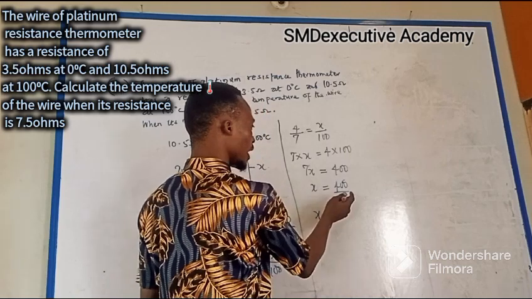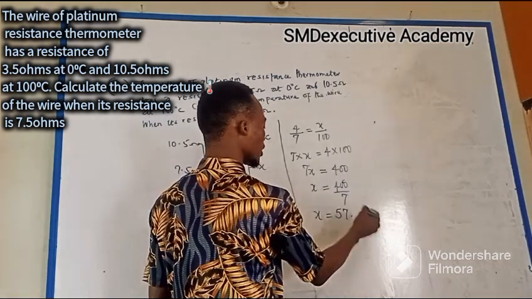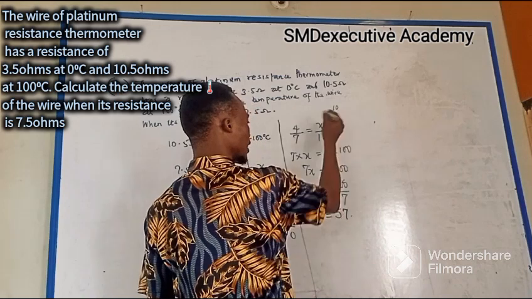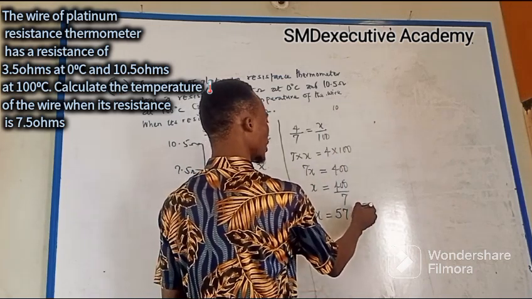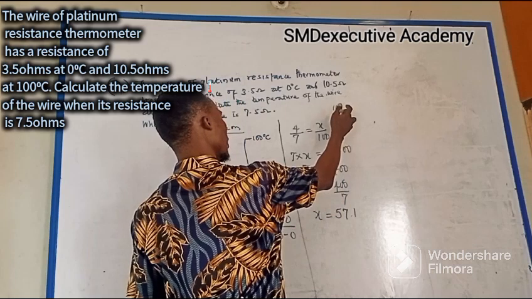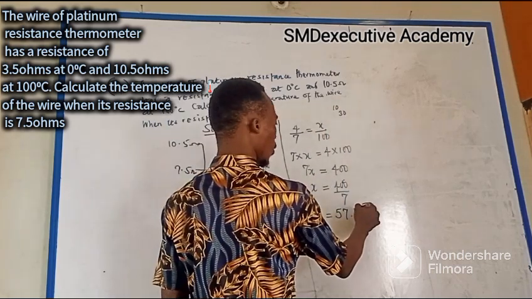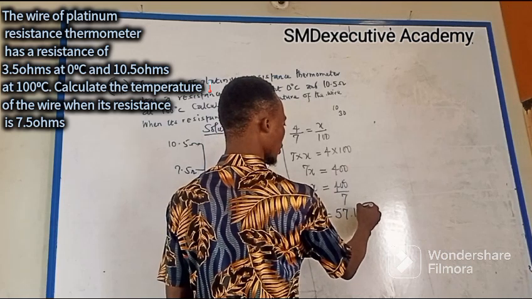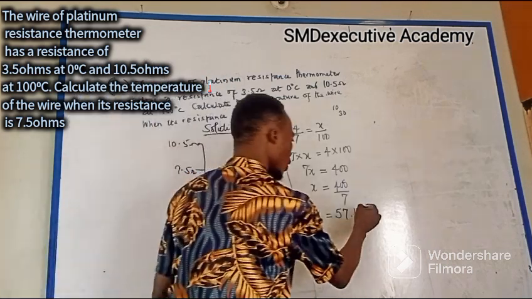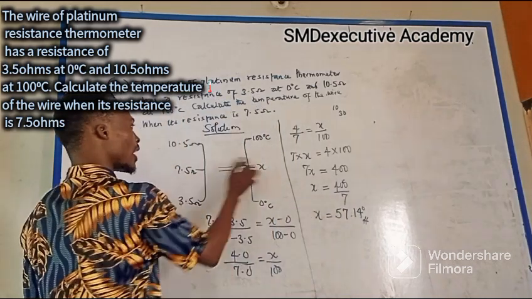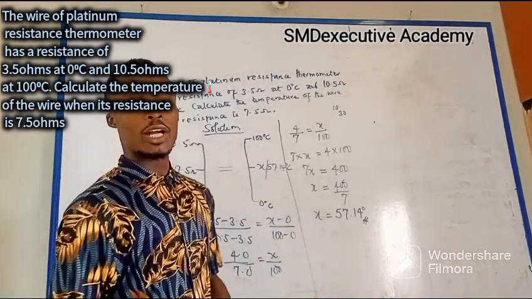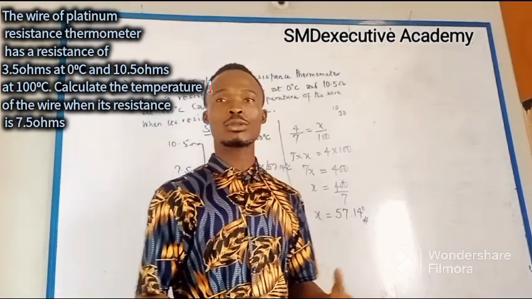We keep 5 here. Then 7 in 50, that's 7, because 7 times 7 is 49. Then we add 0 to the remainder 1, 7 in 10, that's 1. We have 57.1 degrees Celsius. We can also make it 2 decimal places, remaining 3. Add 0 to it, 7 in 30, that's 4. So we have 57.14 degrees Celsius. So at 7.5 ohms, we have 57.14 degrees Celsius.